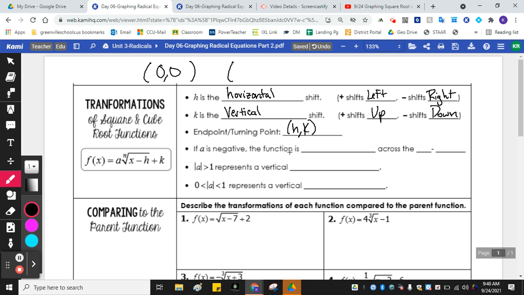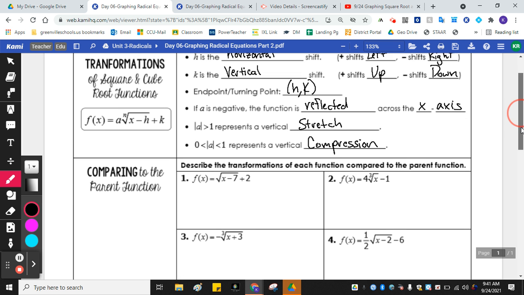If A is negative, the function is reflected across your x-axis. If A is greater than 1, it is a vertical stretch. If it's between 0 and 1, it is a vertical compression. And then there's your equation.